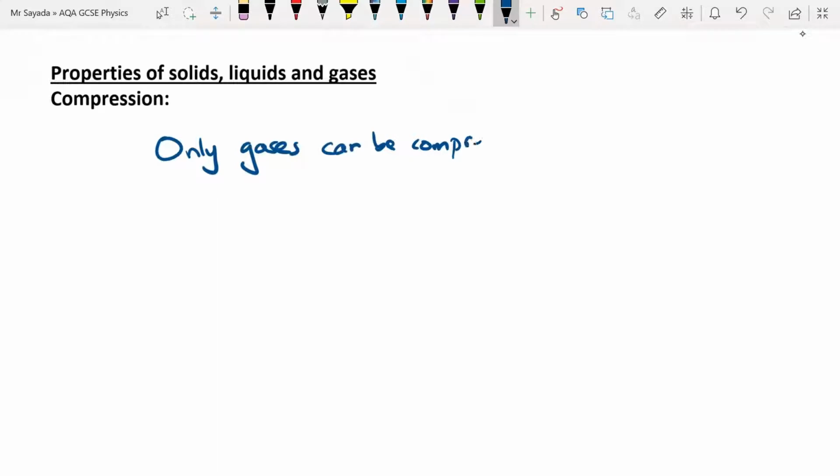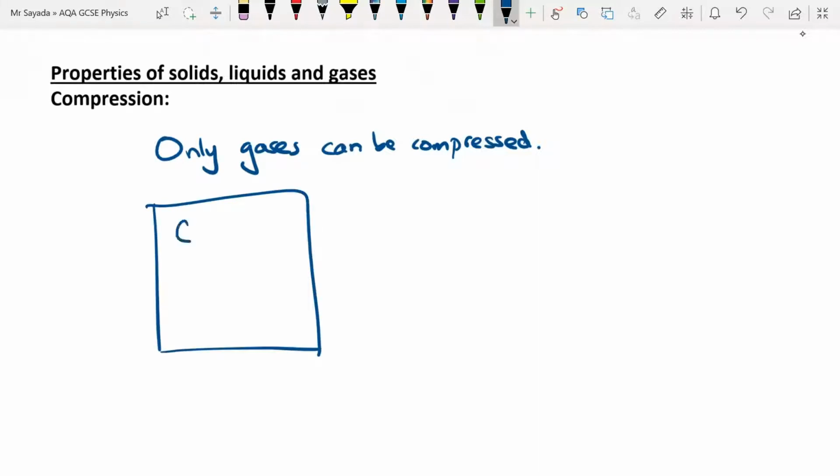And that's because when you look at the particles in a solid, they're too close together. There's no room for them to get closer together. If you look at the particles in a liquid, they're too close together. There's no room for them to get closer together. Only the particles in a gas can get closer together. If I've got the particles in a gas and I want to cram them into a smaller container, I can. These are the same particles, the same size. That's something I didn't say earlier. When you draw particle diagrams, you need to make sure all your particles are the same size.